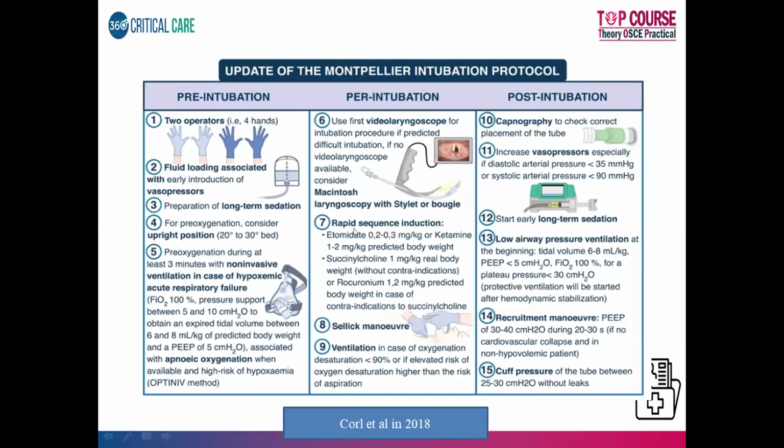Next, RSI same, Sellick maneuver same, and ventilation in case of oxygen desaturation of less than 90%, or if the risk of oxygen desaturation is higher than the risk of aspiration. In such cases, you have to give ventilation. Now, post-intubation, capnography to confirm, and you have already started the vasopressor here. So if the diastolic arterial blood pressure is less than 35 or systolic BP is less than 90, then you need to increase the vasopressor dose. Start the long-term sedation, and keep low airway pressure ventilation, basically low tidal volume ventilation.